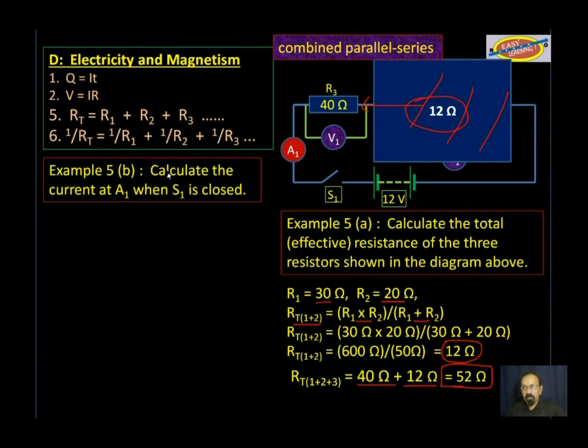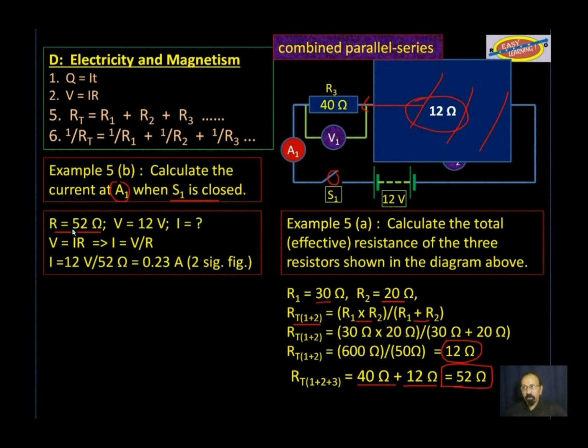Second part of the question says, calculate the current at A1 when the switch S1 is closed. So we know that the total resistance in this circuit is 52 ohms. We know that the potential difference is 12 volts. We want to find I. We know that V is equal to IR. Therefore, I is equal to V over R. We substitute the numbers we have, and we get 0.23 amp. And that should suffice for CSEC. We have the correct number of significant figures.